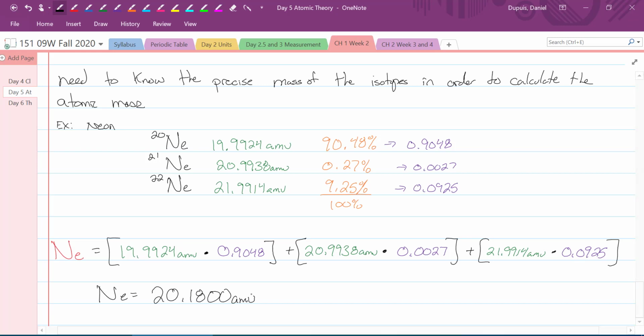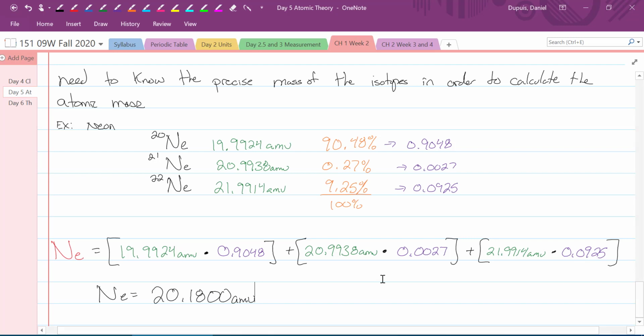Now, on a test or something, I'm not going to ask you what the atomic mass of neon is, because you can look at the periodic table and get it. Remember, there can be two isotopes, three isotopes, four isotopes. They add up to 100%, and you have to do mass times percent. You'll have to figure out one of these, or it'll be a made-up element, or something like that.